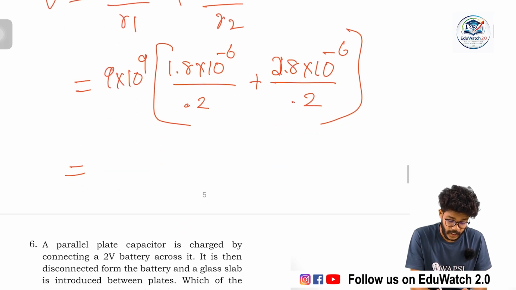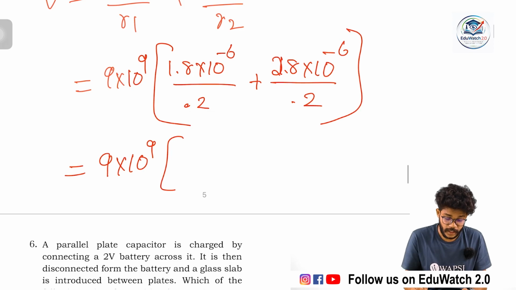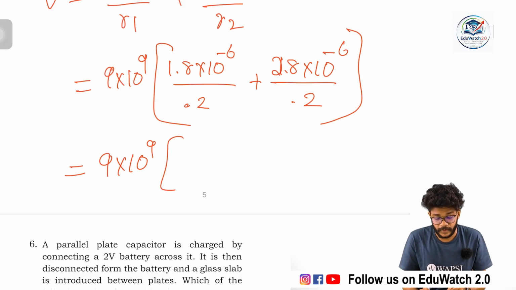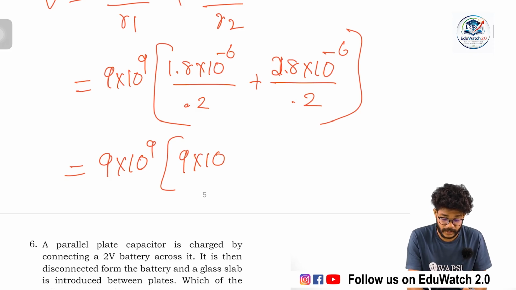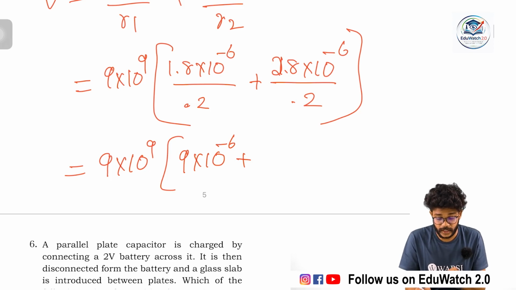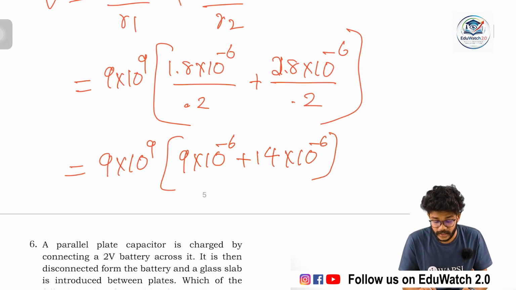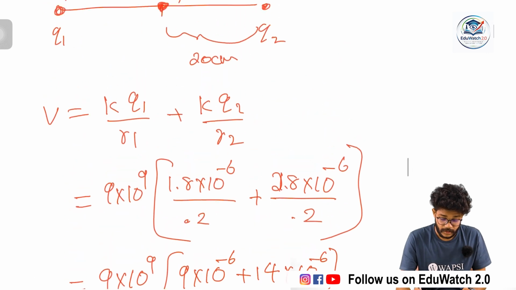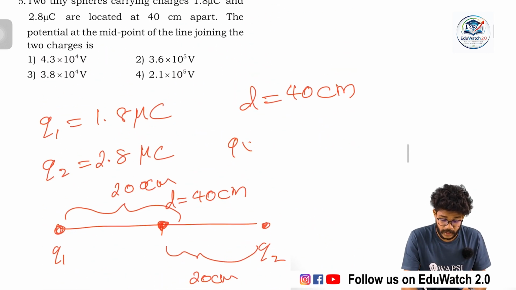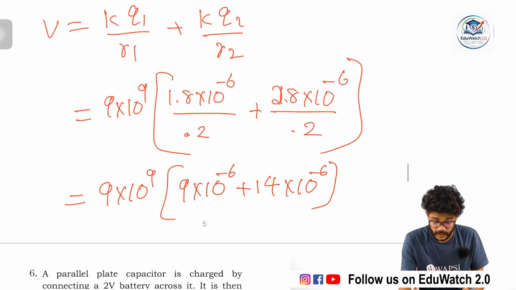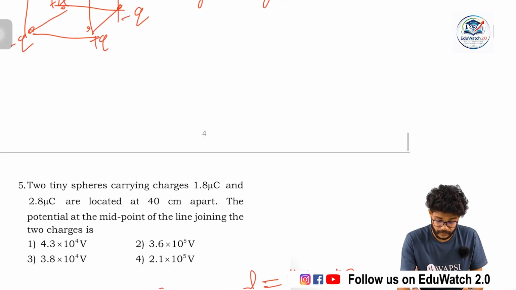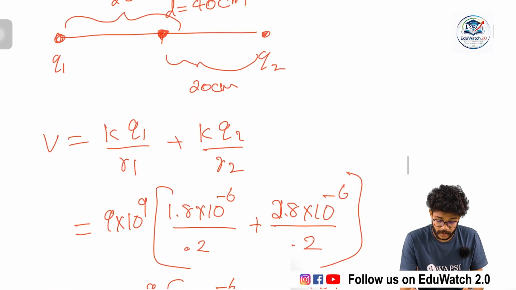Okay, which is equal to 9 into 10 raised to 9 into, 1.8 divided by 0.2 is 18 divided by 2, that is 9, into 10 raised to minus 6, plus 2.8 divided by 0.2 is 28 divided by 2, which is 14, into 10 raised to minus 6. So 14 plus 9 is 23. So 9 into 10 raised to 9 into 23 into 10 raised to minus 6.